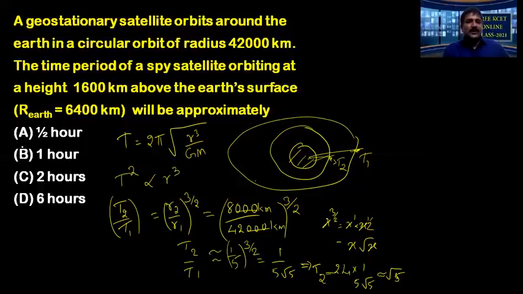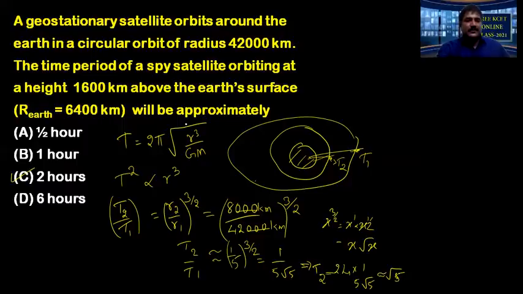So among the possible options, the nearest answer is only option C. The first and second options are simply eliminated, because for the lowest height satellites, very close to the surface, the time period is around 84-85 minutes. So 1 hour and half an hour are both not possible, as they are less than 84 minutes. So at a height of 1600 kilometers, it is 2 hours.